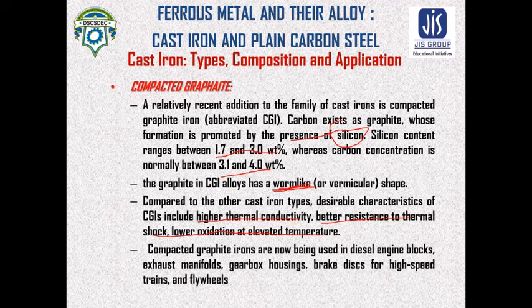Now, compacted graphite iron can be used for making diesel engine blocks, exhaust manifolds, gearbox housings, brake discs for high speed trains, and flywheels.